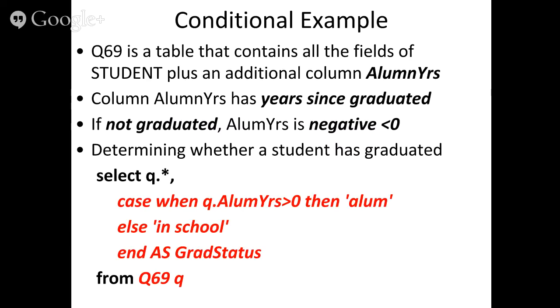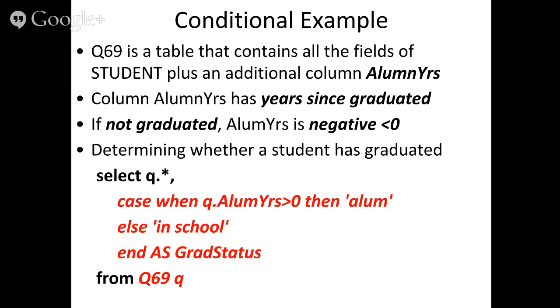So here we have a case. We're adding another field on the fly, graduation status. We're saying if the alum years, as you're iterating, is positive, then under the column graduation status we're going to have a value of alum. Or if it's not positive, meaning it's negative, then the value under that field will be in school. That makes sense, right?